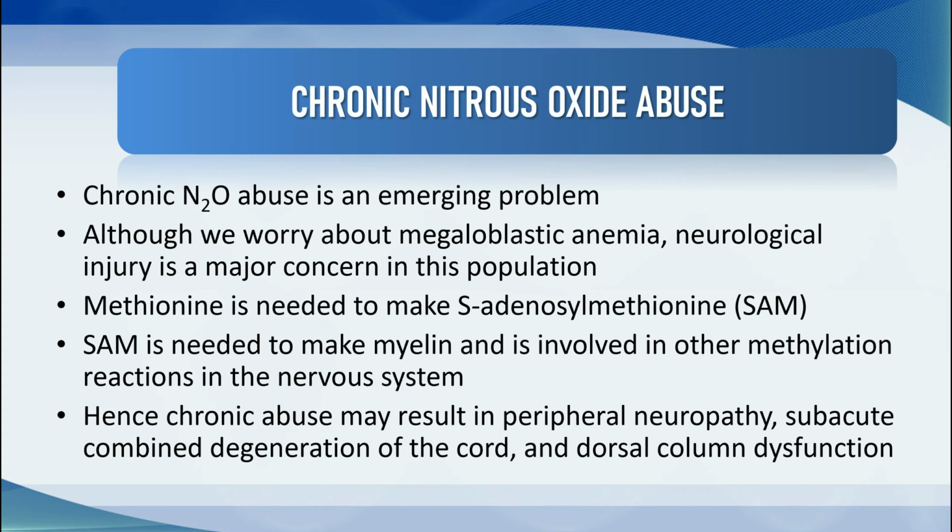Where we do see a problem, though, is with chronic nitrous oxide abuse. And this is an emerging problem. There are a lot of people out there sucking on nitrous oxide balloons as a drug of recreation. Although we worry about megaloblastic anemia, neurological injury is a major concern in this population because methionine is needed to make a chemical known as SAM. And this is used in the construction of myelin, and it's involved in other methylation reactions in the nervous system. Chronic abuse may result in peripheral neuropathy, subacute combined degeneration of the cord, and dorsal column dysfunction.